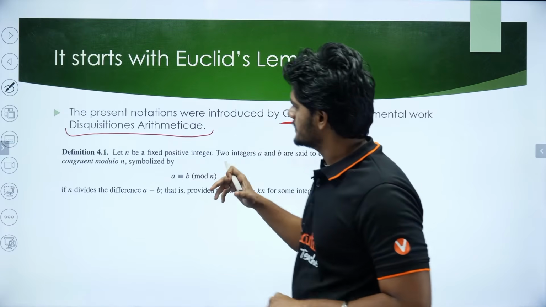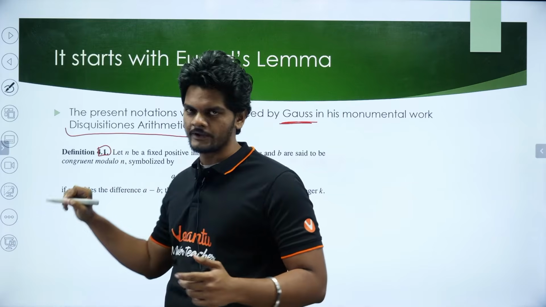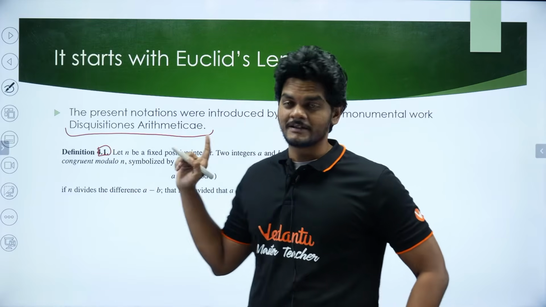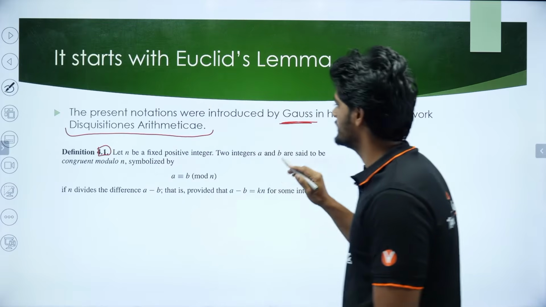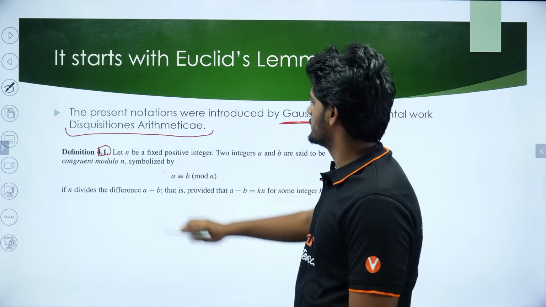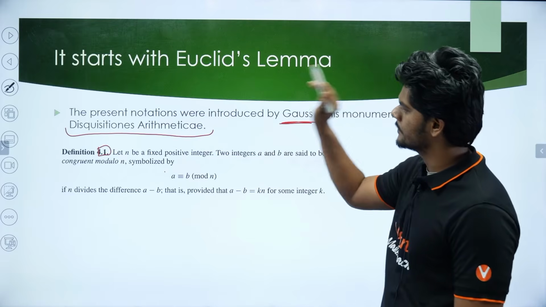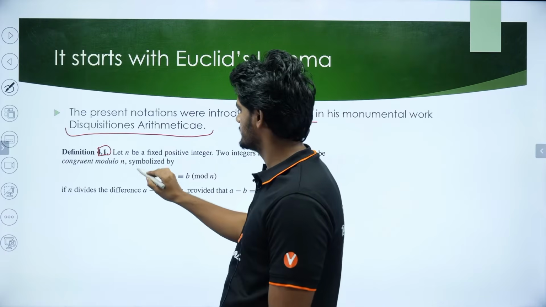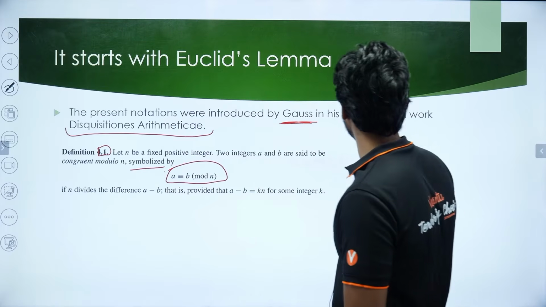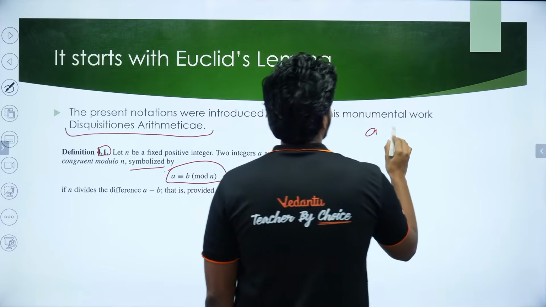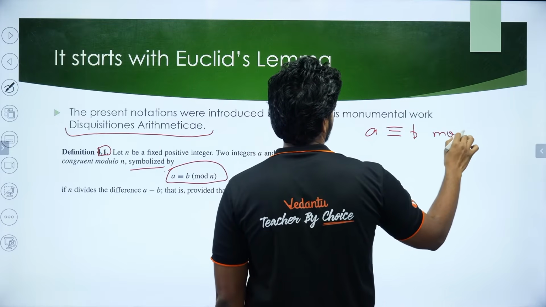I don't know if he named it 4.1, but I picked it up from David Burton, so there it is, 4.1, where he defines this congruency. Let n be a fixed positive integer. Two integers a and b are said to be congruent modulo n, symbolized by this. So this is not an equal sign in between, this is a congruent to b mod n.